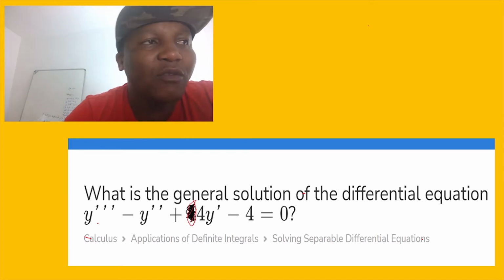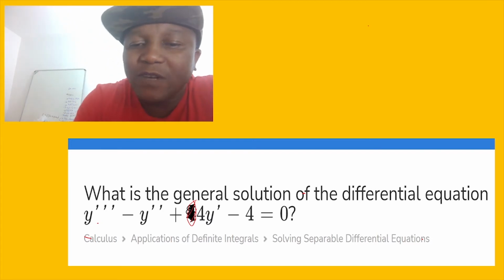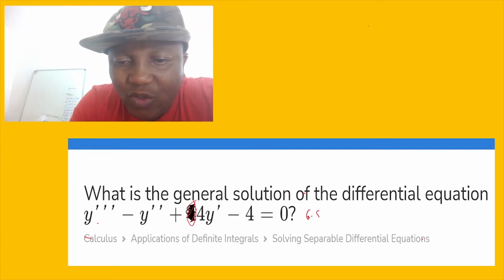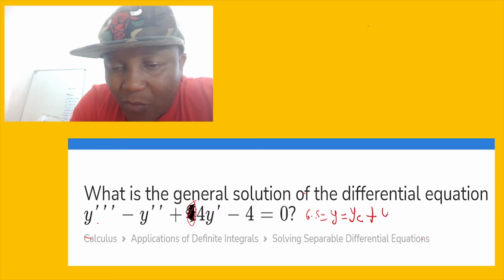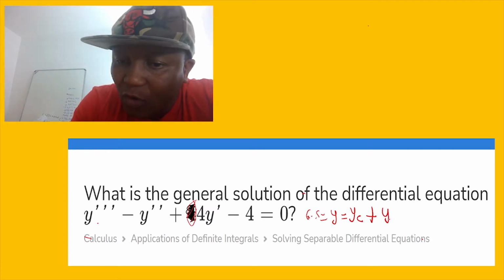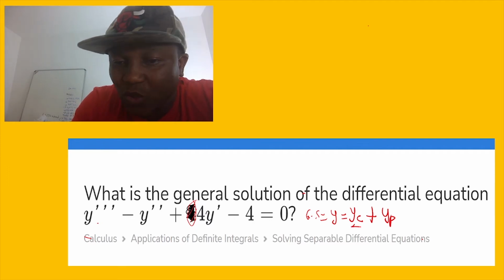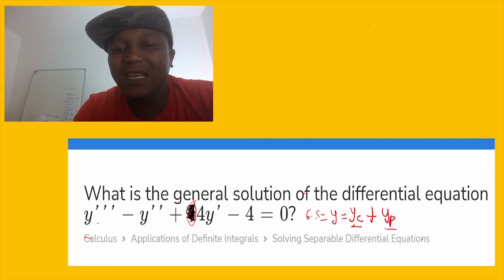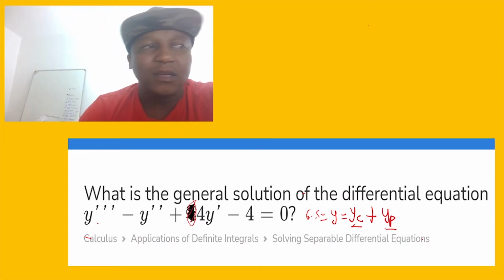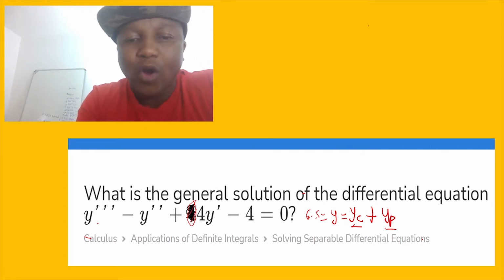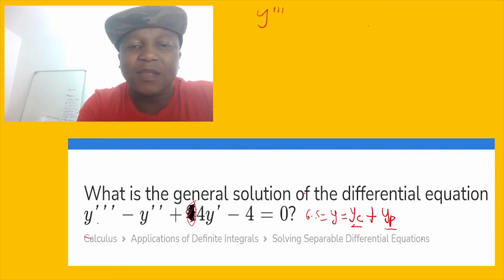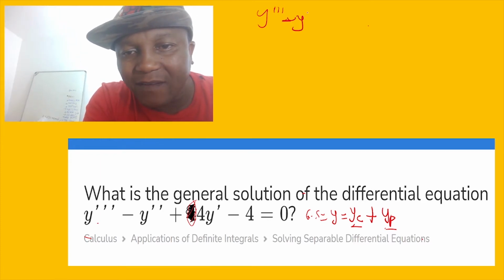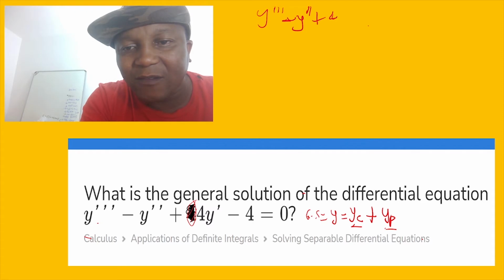Okay, so now what you need to know: this is a complementary function. For you to solve this differential equation, you need two things. The general solution is y equal to y auxiliary solution plus y particular solution. So you need two, auxiliary and particular. How do you get the auxiliary solution? To get the auxiliary, which they give us as the complementary function, we have y''' minus y'' plus 4y' minus 4 equal to 0.